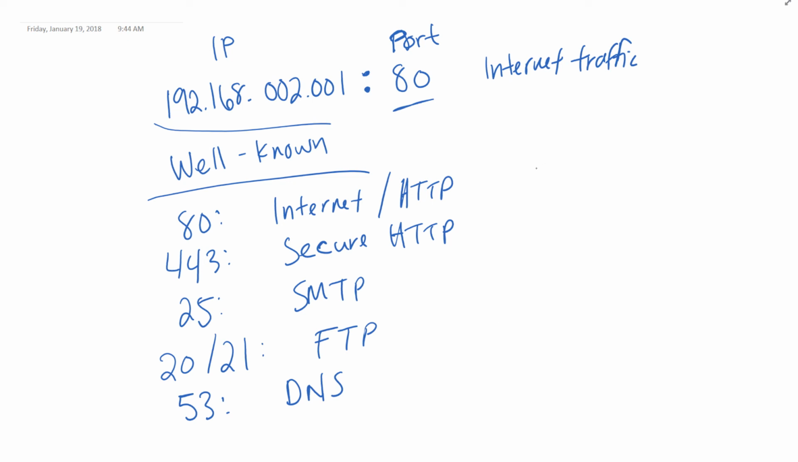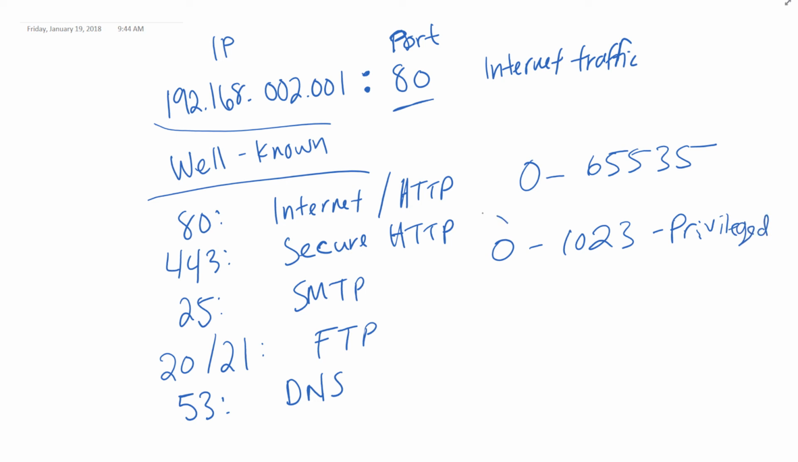Port numbers go from 0 to 65535. And they're split up like this. 0 through 1023 are privileged, and of course including the well-known ports that are reserved for certain applications. And 1024 through 65535 are ephemeral. Or we can also say they're temporary.